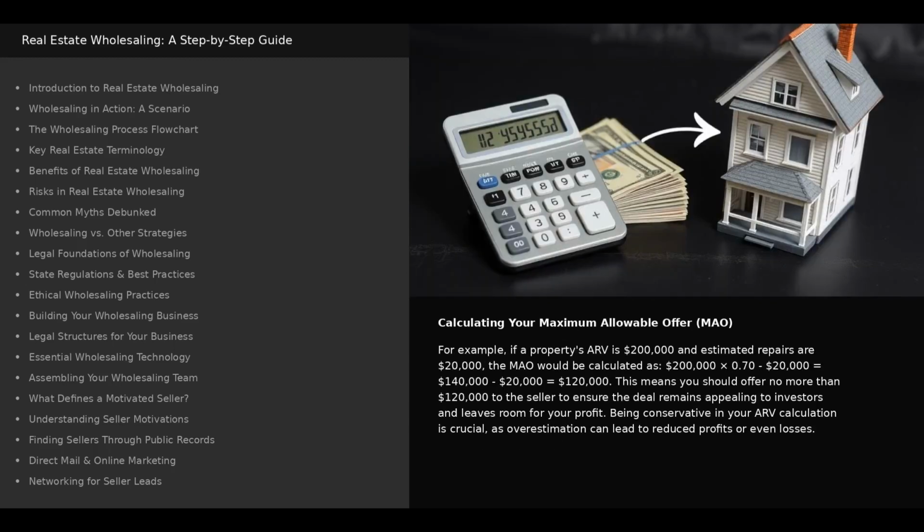For example, if a property's ARV is $200,000 and estimated repairs are $20,000, the MAO would be calculated as $200,000 times 0.70 minus $20,000 equals $140,000 minus $20,000 equals $120,000. This means you should offer no more than $120,000 to the seller to ensure the deal remains appealing to investors and leaves room for your profit. Being conservative in your ARV calculation is crucial, as overestimation can lead to reduced profits or even losses.